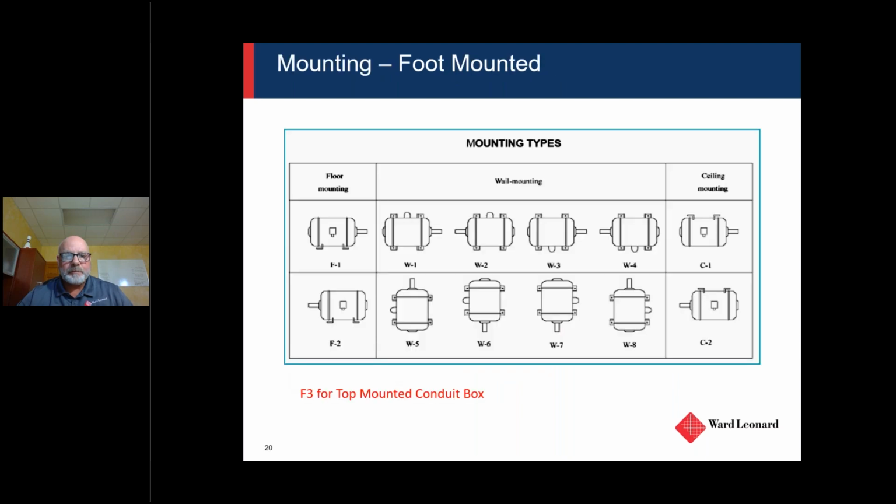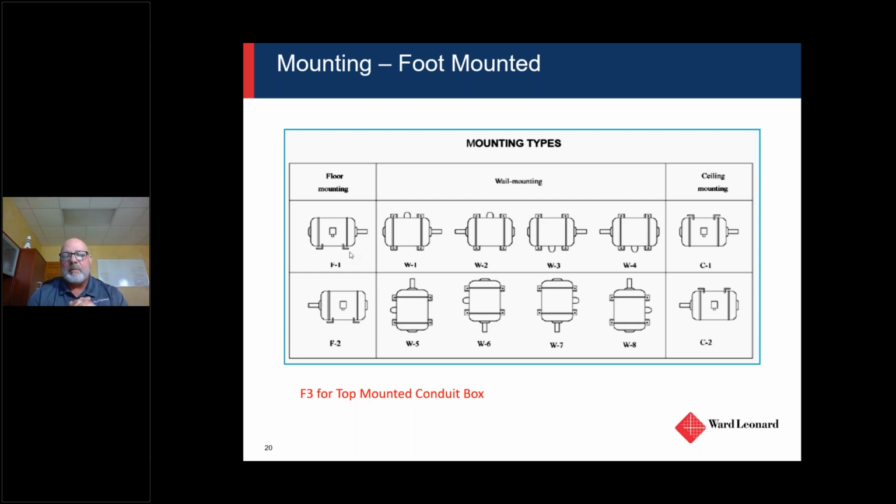Oops, went too fast. There are definitely different ways to mount the motors. The most common would be this F1 configuration, where that little box right there is the terminal box. So facing the terminal box, which way does the shaft come out? Does it come out left or right? If it comes out to the right, that's what we call a standard or F1 motor. If it comes out to the left, that's opposite standard, or an F2 type of motor.